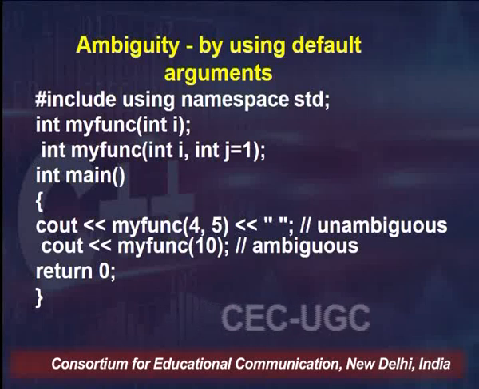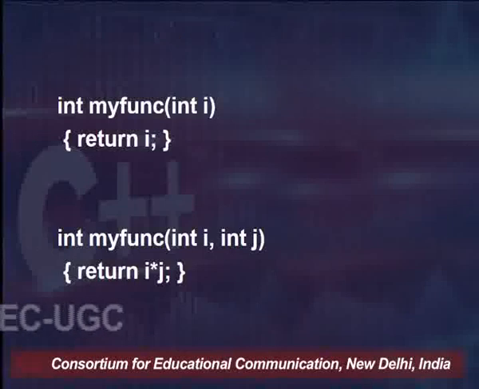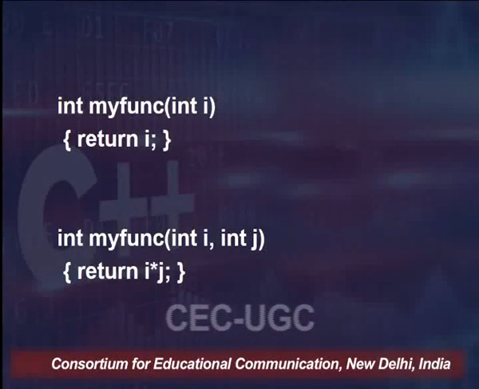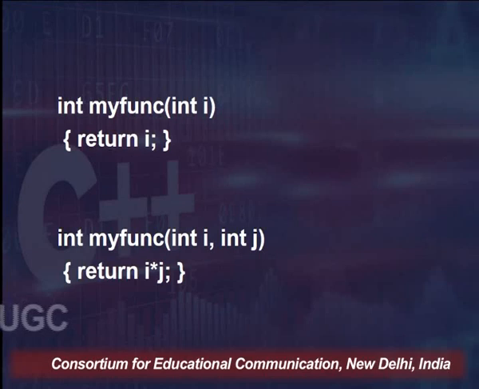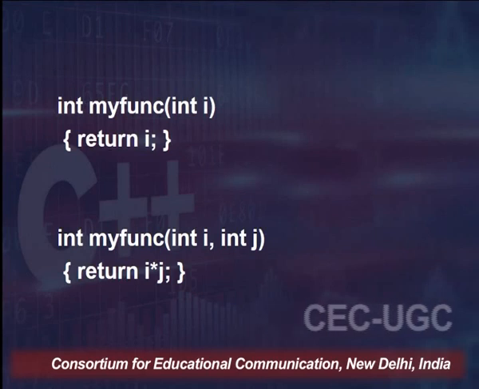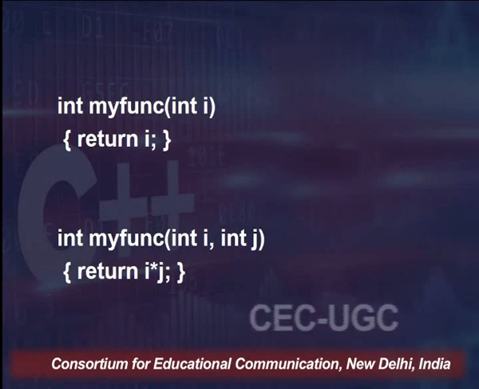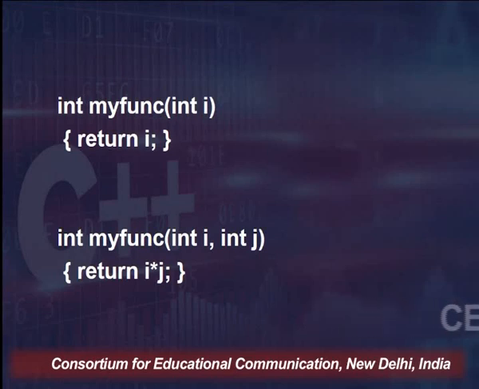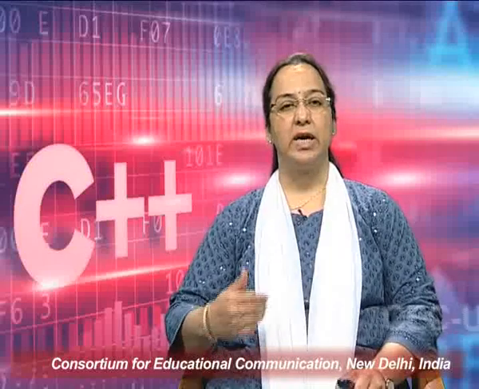Now let us see the definitions of these functions first, and then we will come back to the calls inside the main function. The function which has only one parameter returns that integer as it is, and the function which has two parameters, i and j, although j is a default parameter, returns the multiplication of i and j. With these definitions, let's see whether the program will work or not when we use these inside the main function.